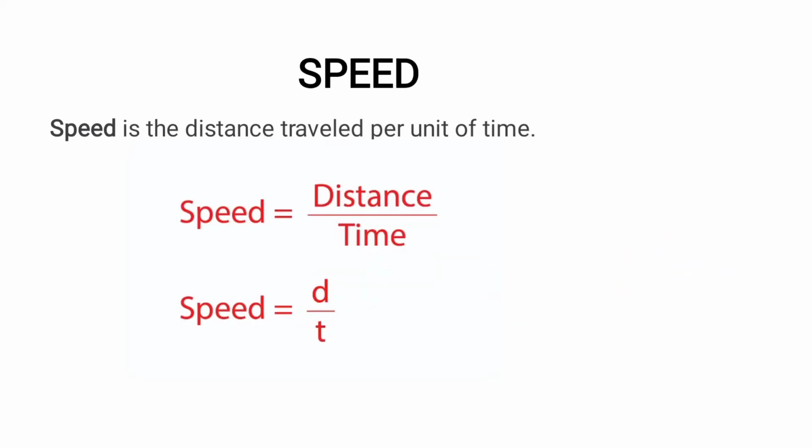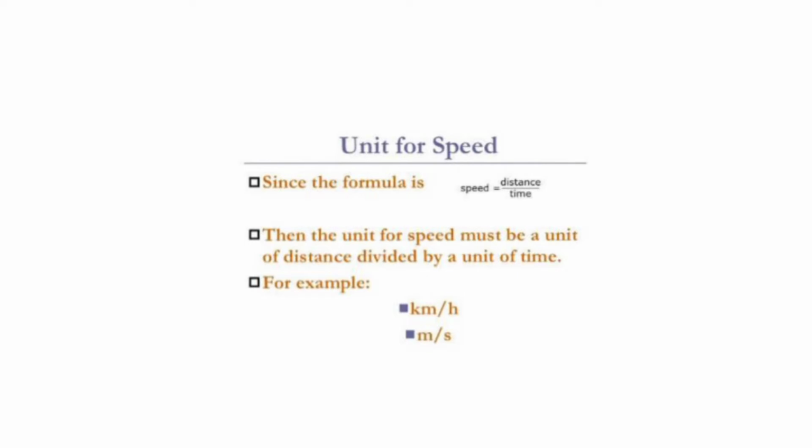Now what is speed? Speed is distance covered in a particular period of time. So distance traveled per unit of time is equal to speed. Speed can be given by d by t. Now what are the units? Distance by time will be kilometer per hour or meter per second. Okay, the usual units are kilometer per hour or meter per second.